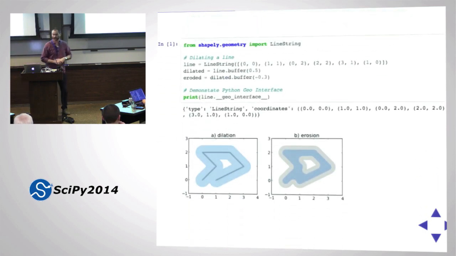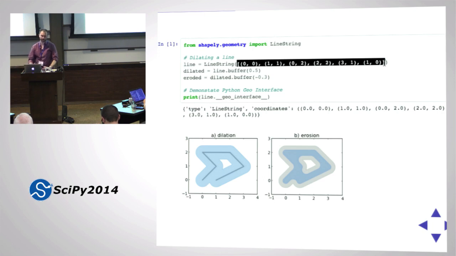This is kind of what Shapely does. We have here from shapely.geometry import LineString. LineString in Shapely is pretty much exactly the same as the LineString well-known text representation, except you're using Python objects. To make a LineString, it's just a list of point tuples. It's pretty much exactly the same as the well-known text representation. So line equals a LineString class around a list right here, with point tuples.